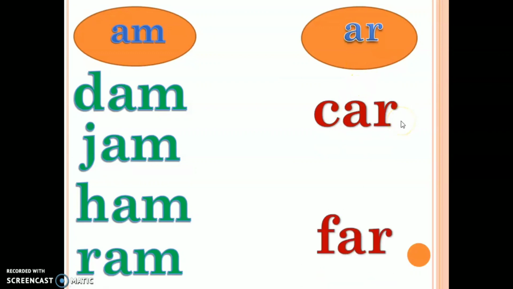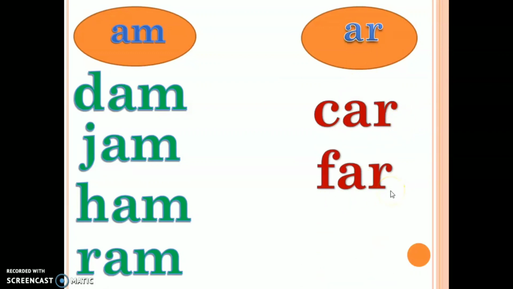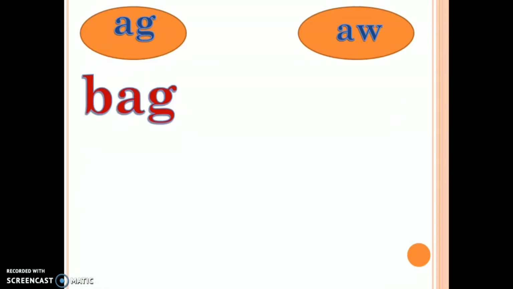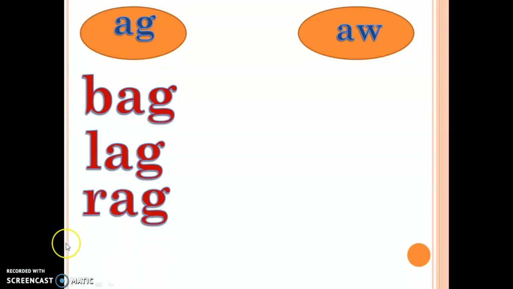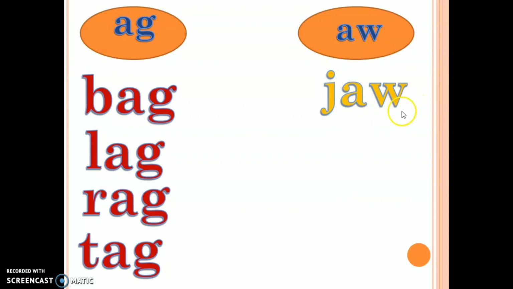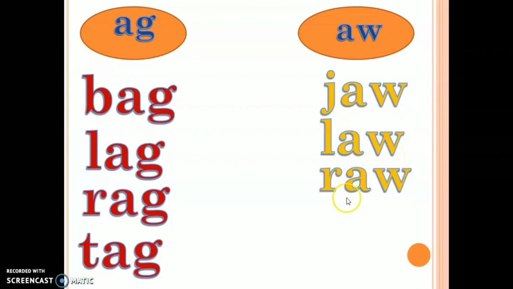A R, car. F A R, far. J A R, jar. Next, children, A G. B A G, bag. L A G, lag. R A G, rag. T A G, tag. Next, children, A W, aw. J A W, jaw. L A W, law. R A W, raw. P A W, paw.